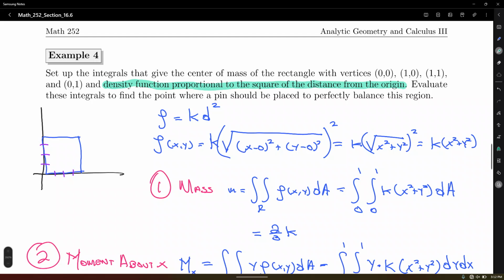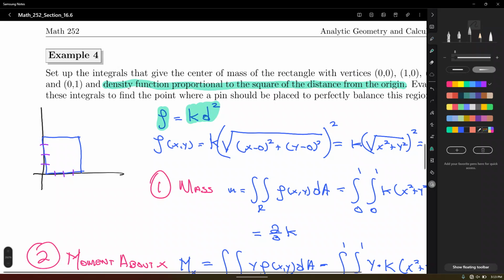All right, let's talk about the density function. So the density is proportional to the square of the distance. So when we look at proportions, we need to multiply by a constant k. All right. Now, how do we get that distance? If it's from the origin, that's the point 0 to any point x, y, right? Find the distance between the origin and any point right here.